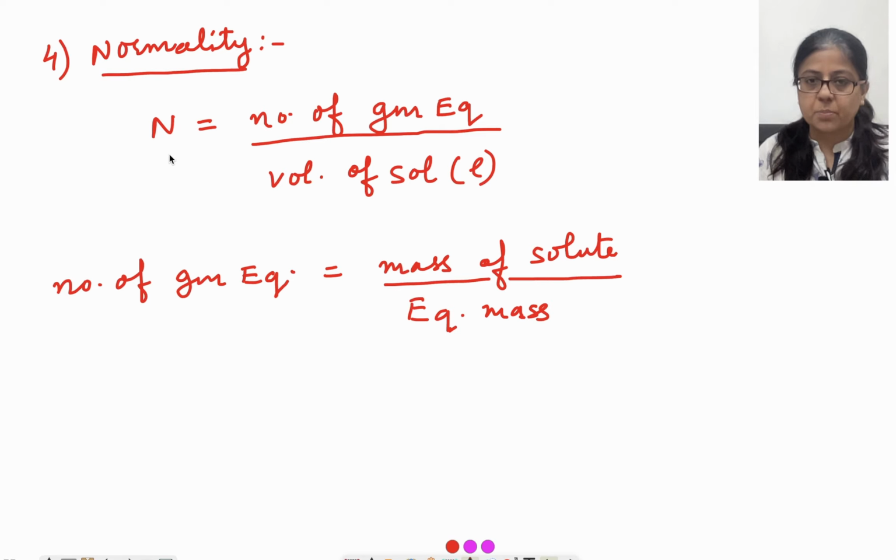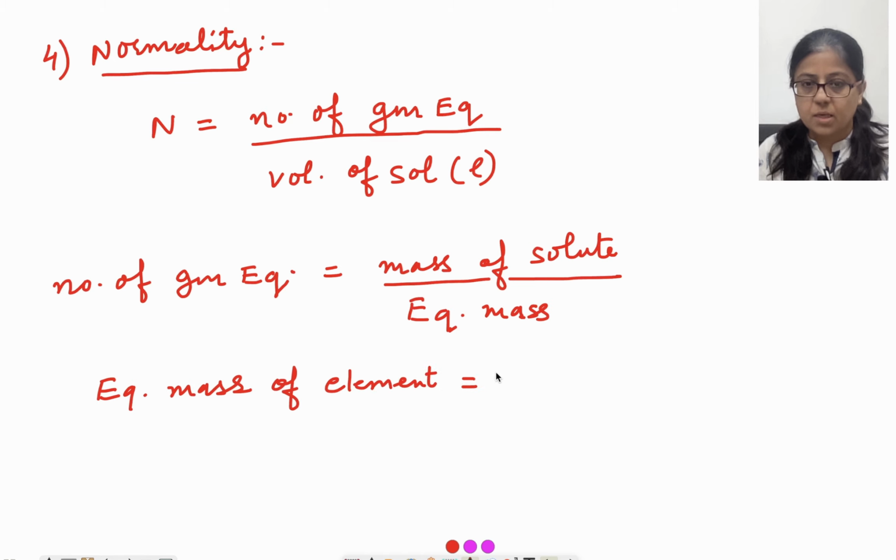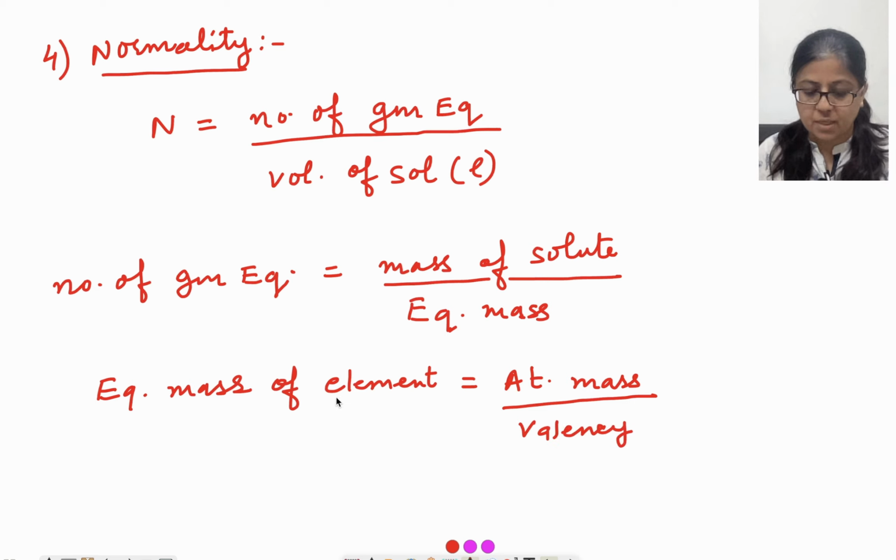But how will you calculate the equivalent mass of any solute? Suppose we want to calculate the equivalent mass of an element, then you have to divide the atomic mass of the element with its valency. We will get the equivalent mass of the element.